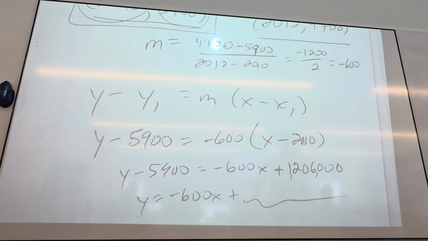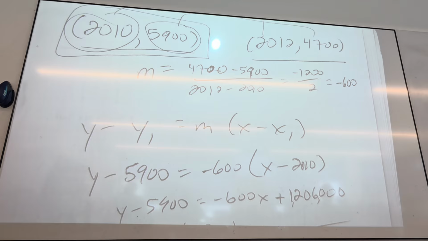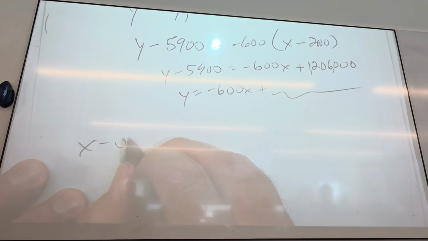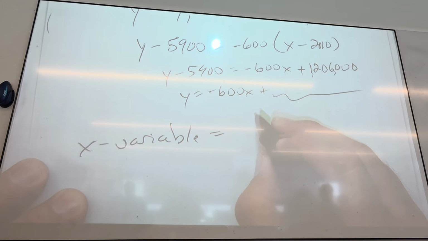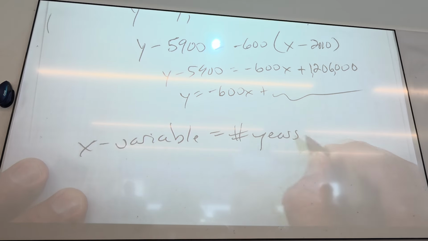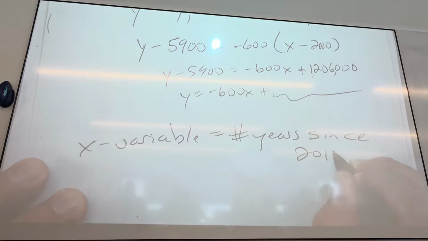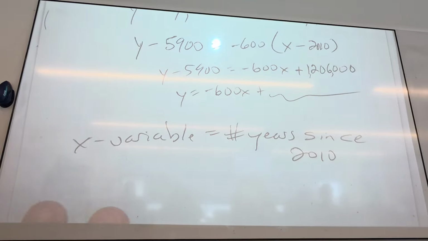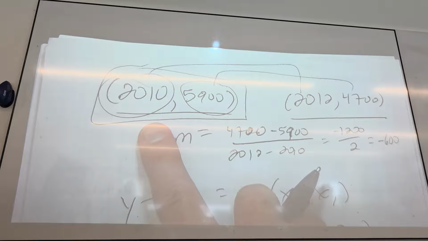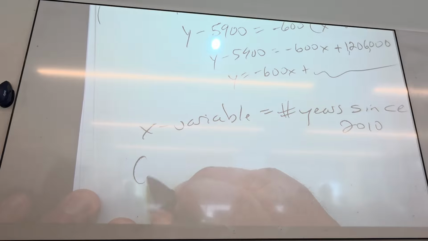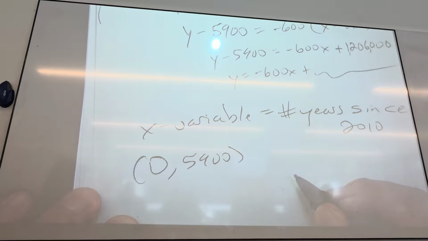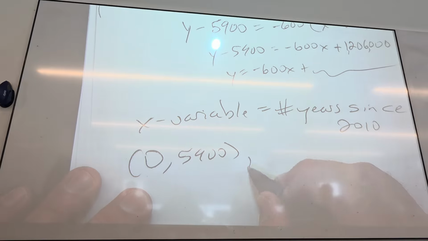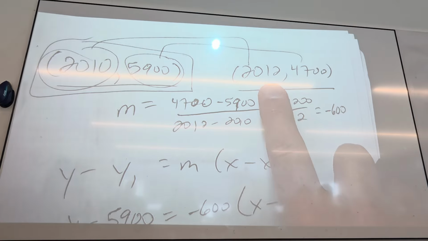Currently, how did we define the x variable? What is the x variable's definition right now? The year. Look what I can do. What if I define the x variable to be the number of years since 2010? What does this point become then? 0, 5900. And you immediately see a beautiful thing that just happened. And what's the other point if it's years since 2010?